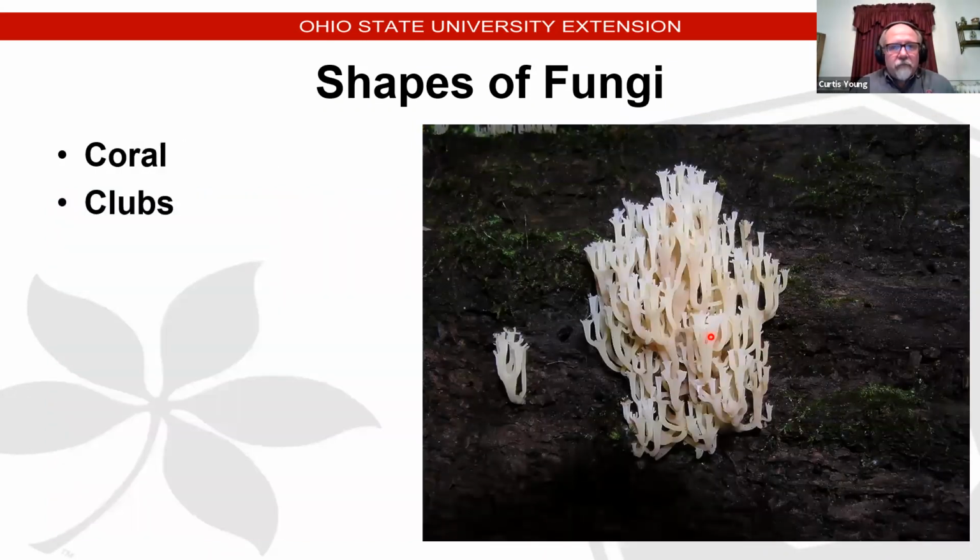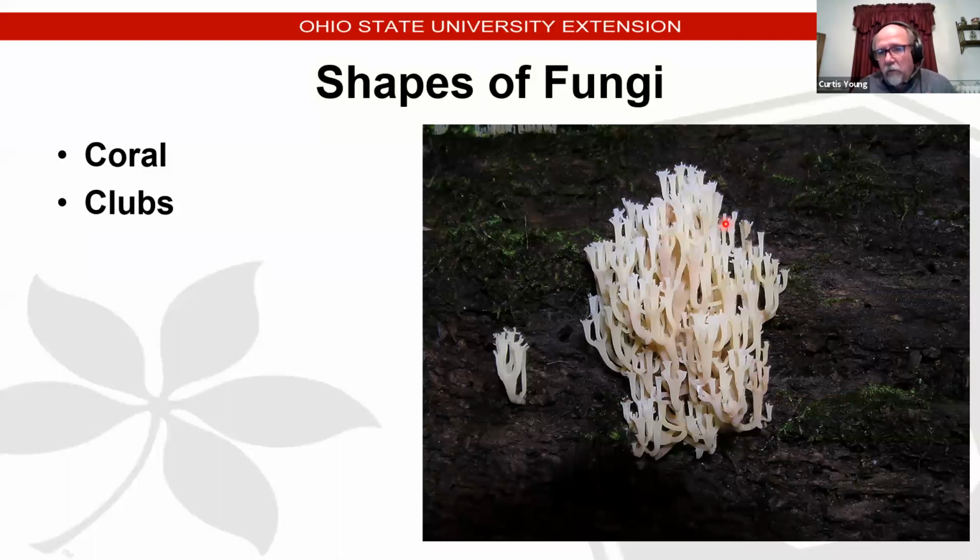All right. Next, we see the coral-shaped and the club-shaped fungi. This one is called the crown-tipped coral. This will appear several times through the growing season, and they do generate a lot of these in the fall of the year as well. Some of these are edible, but some of these are not. So you really have to be careful of identifying the different coral fungi that you may encounter.